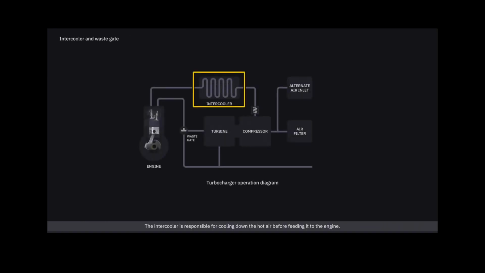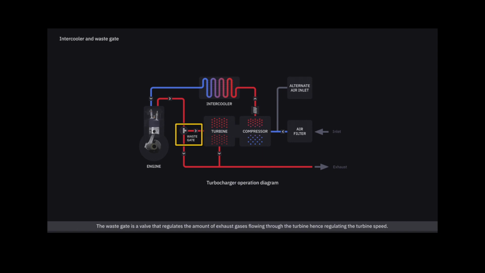The intercooler is responsible for cooling down the hot air before feeding it to the engine. The wastegate is a valve that regulates the amount of exhaust gases flowing through the turbine, hence regulating the turbine speed.